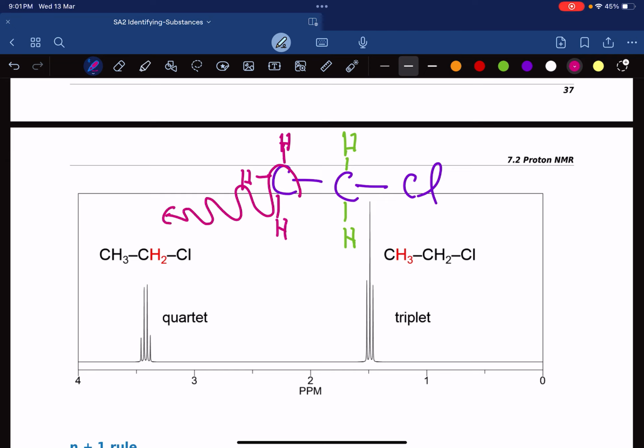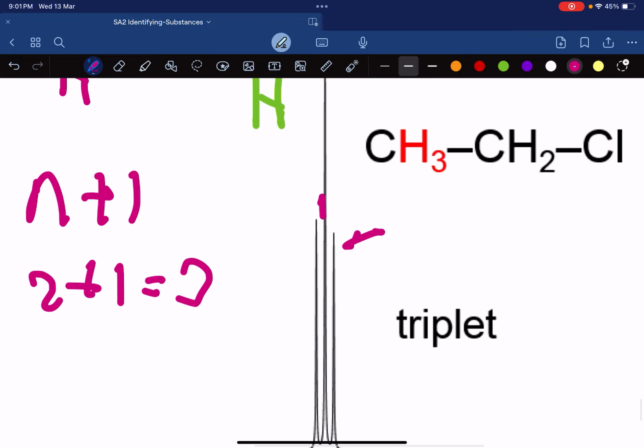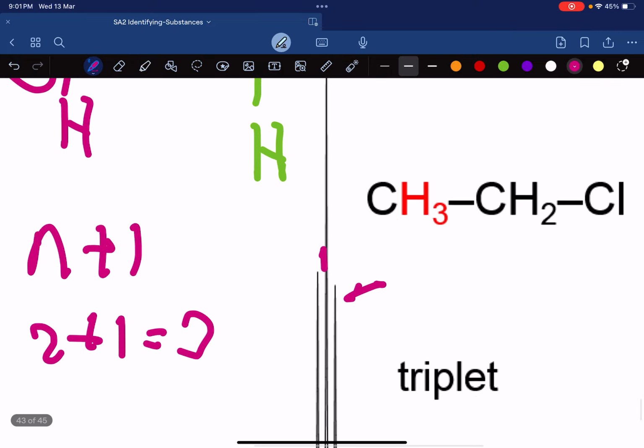And since there are two green hydrogens, we follow the rule n plus 1. So 2 plus 1 will be 3. So the signal that appears for the pink hydrogens will appear as a triplet. This is how the triplet looks like. You see these two lines are a little bit shorter, and then this line in the middle is a bit taller.